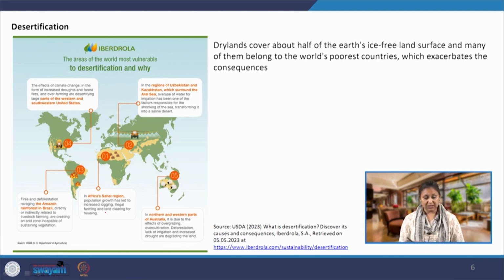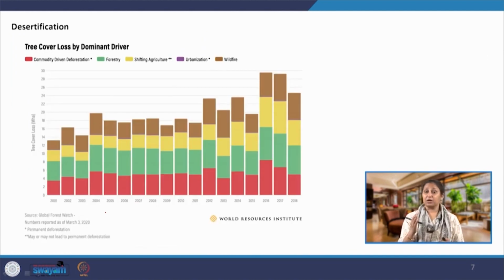And what are the reasons? There are several reasons for this desertification. We are talking about the human, the man-made causes of this desertification. So, the most important, the primary cause of this is commodity driven deforestation.